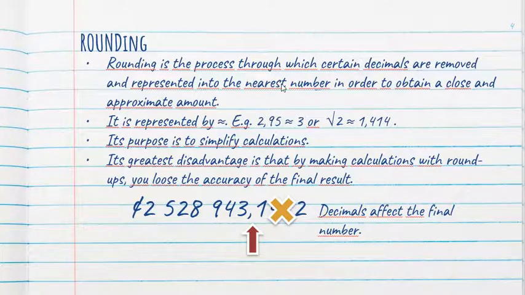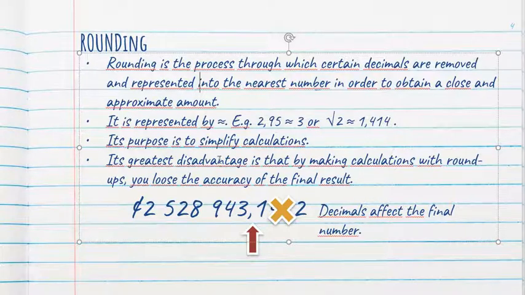Rounding is the process through which certain decimals are removed and represented by the nearest number in order to obtain a close and approximate amount. It is represented by this symbol. Okay, por ejemplo, 2.95 is pretty much 3. Or the square root of 2 is 1.414213562. Its purpose is to simplify calculations, okay?